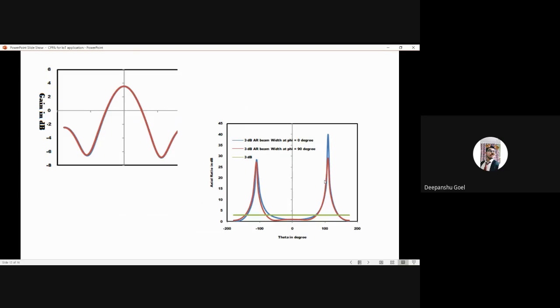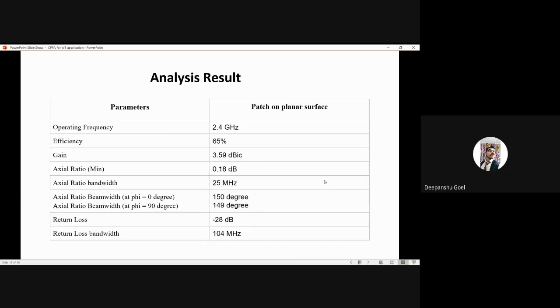So here the gain we have is 3.59 dBic, that is decibel for isotropic circularly polarized antenna. Also, our antenna has a 150-degree axial ratio beam width at phi of 0 degrees, as you can see in the second figure, and also a 149-degree axial ratio beam width at phi of 90 degrees. So you can have a look at our results in a nutshell.